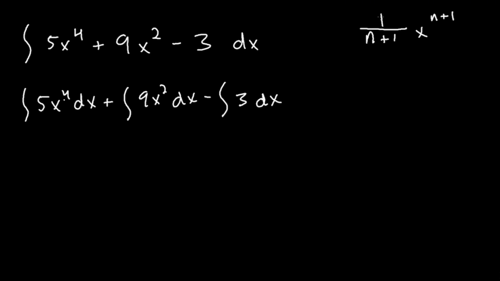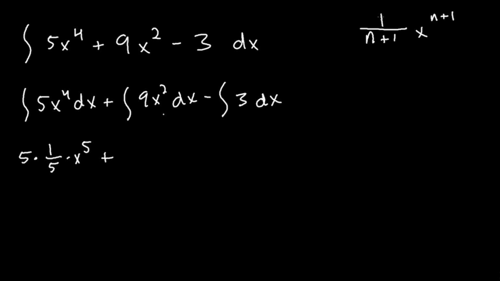So we have 5x to the power of 4. Well, x to the power of 4, n is equal to 4 in this case. So what we should do is get rid of the coefficient. So let's ignore the coefficient for now. 5, right? And we have x to the power of 4. n is equal to 4 in this case. And if we use the inverse power rule form, we should get 1 over 5 times x to the power of 5.